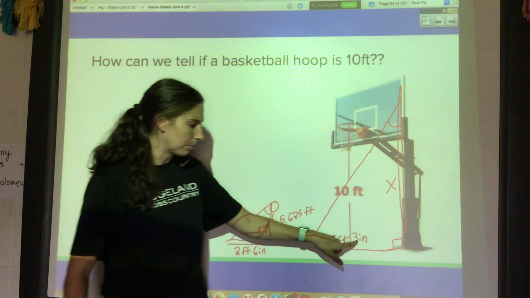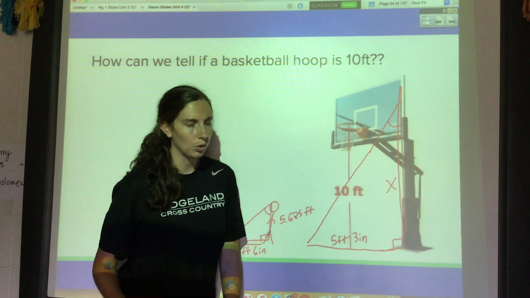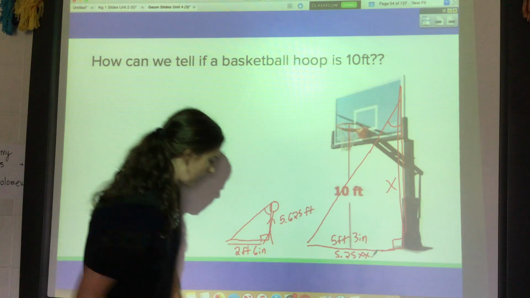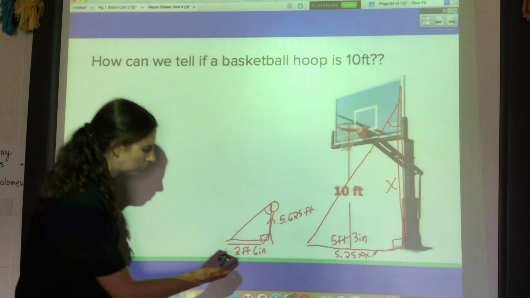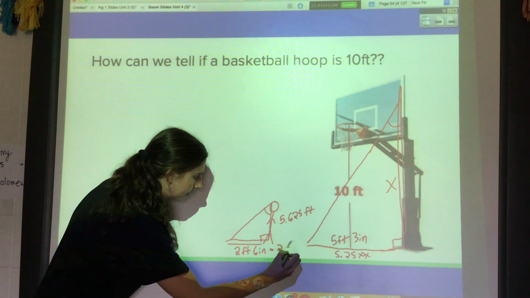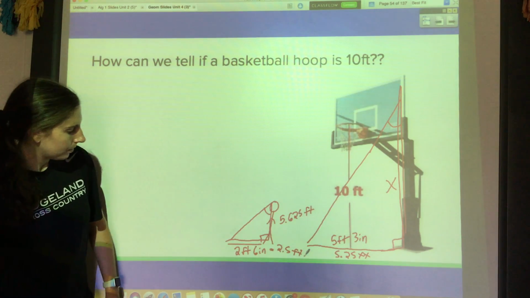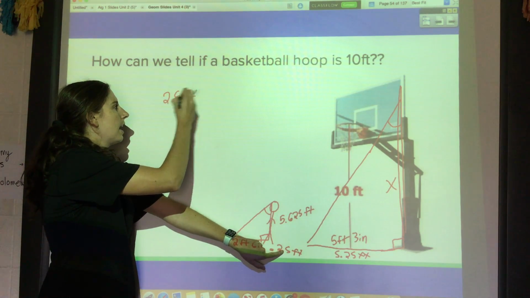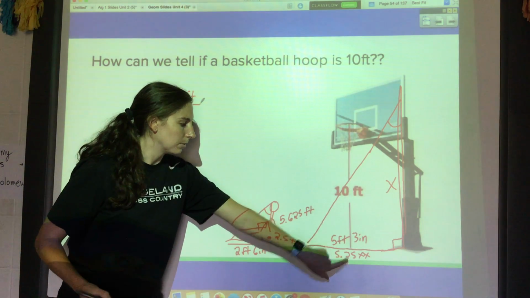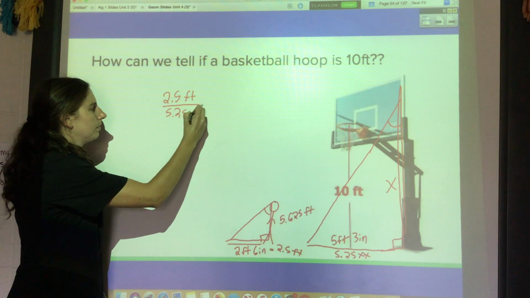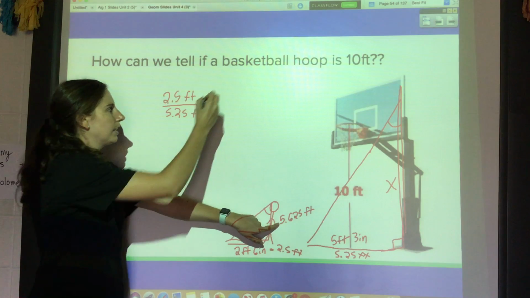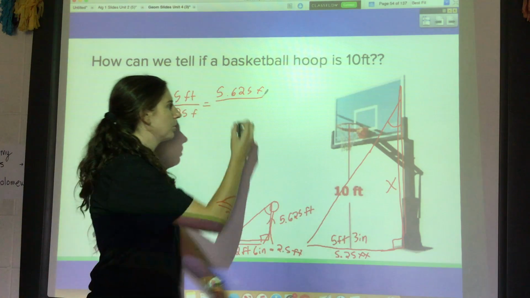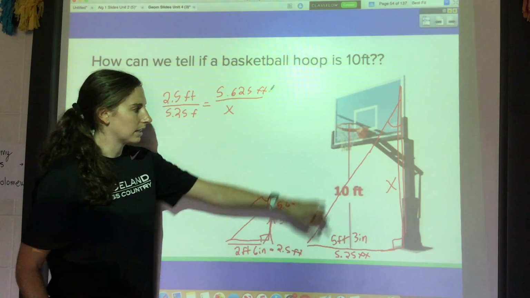Let's go ahead and convert these to feet real quick. 3 inches is 1/4 of a foot. So 5 1/4 or 5.25 feet. And 6 inches is 1/2 of a foot. So this would be 2.5 feet. So I know that 2.5 was my shadow and 5.25 was the basketball shadow. That should compare with my height, which was 5.625 feet, and the basketball's height, which is just unknown at the moment. Hopefully it's about 10.